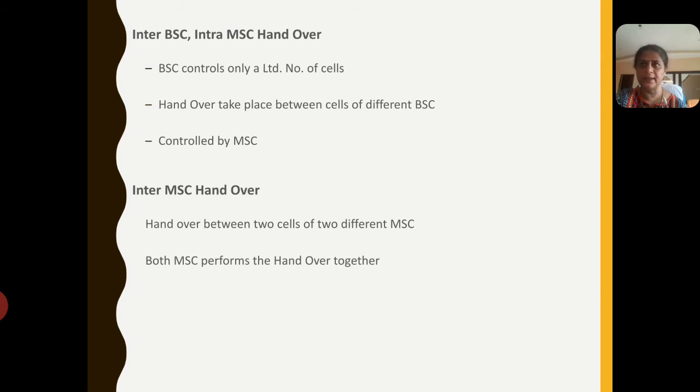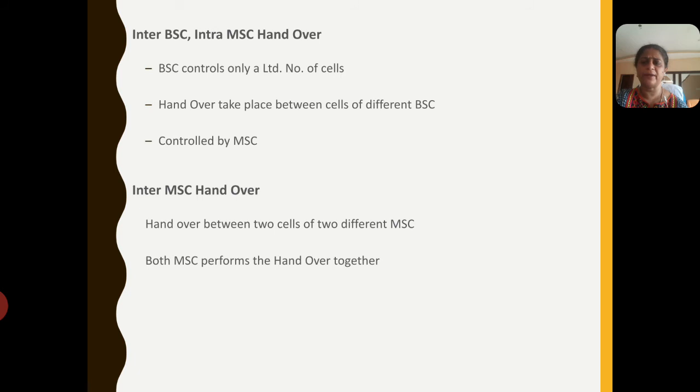This is the third type of handover, and the fourth one is the inter-MSC handover, wherein the handover takes place between two cells of two different MSCs, and in this case the handover procedure will be handled by both the MSCs together.